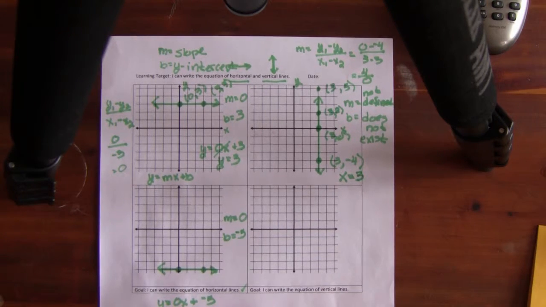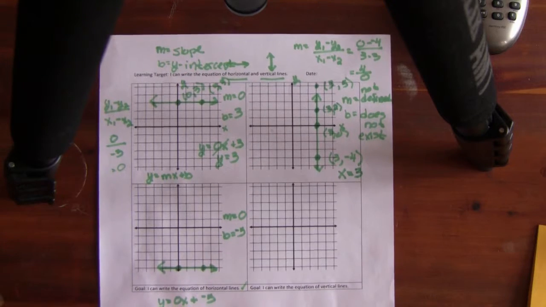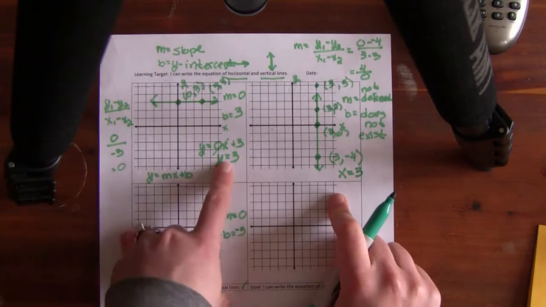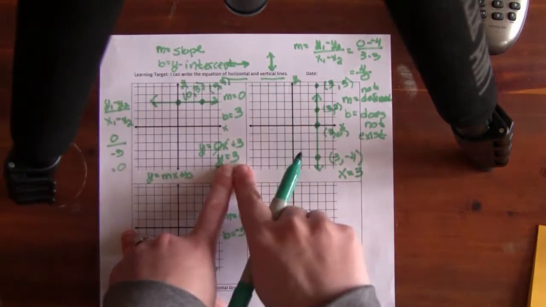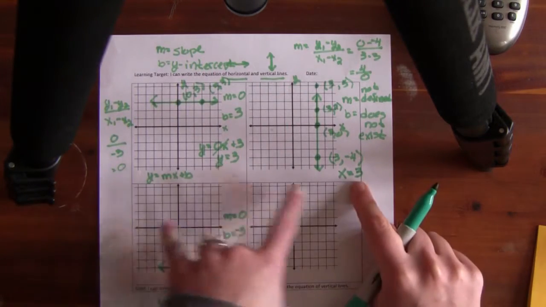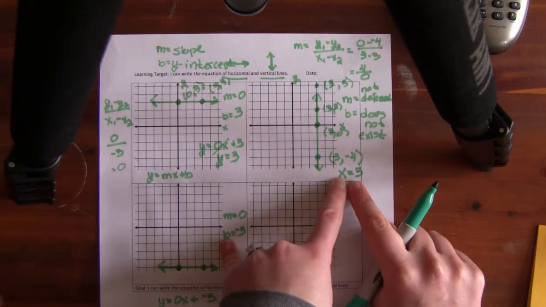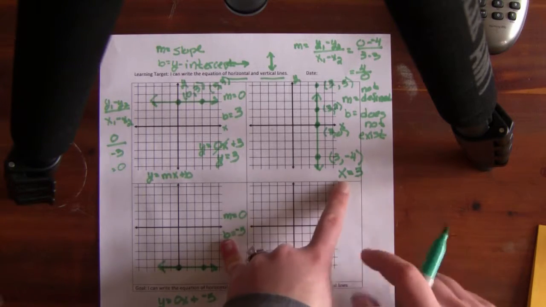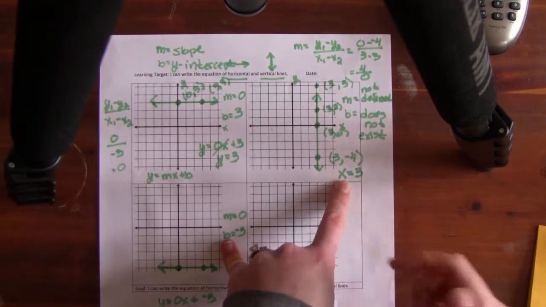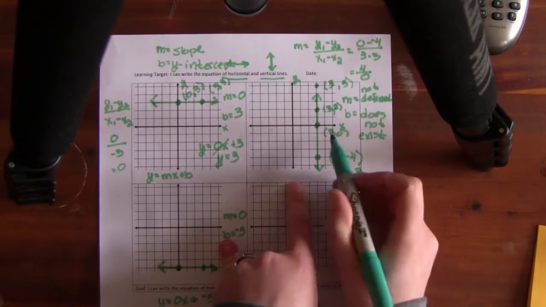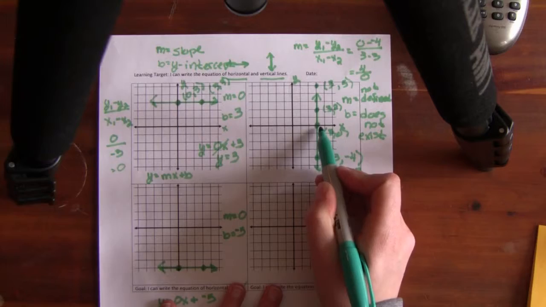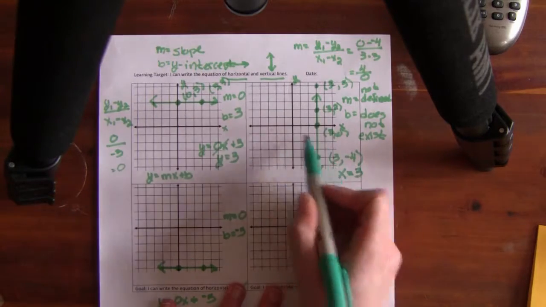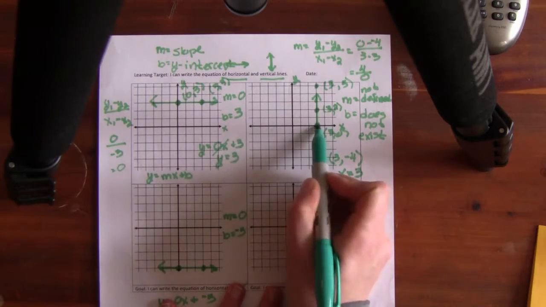So just to compare, the equation of a horizontal line is y equals whatever the y-intercept is. The equation of a vertical line is x equals whatever our x-intercept is. And when I say x-intercept, just like the y-intercept, it's the point where this line and the x-axis touch.